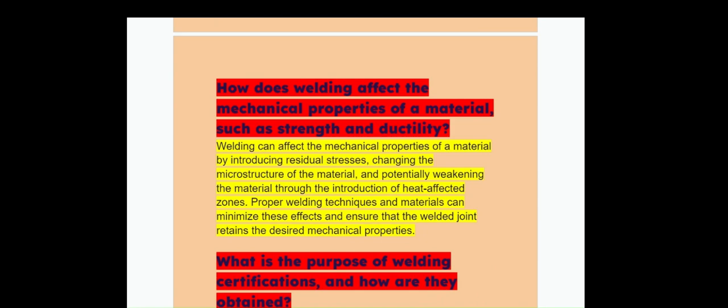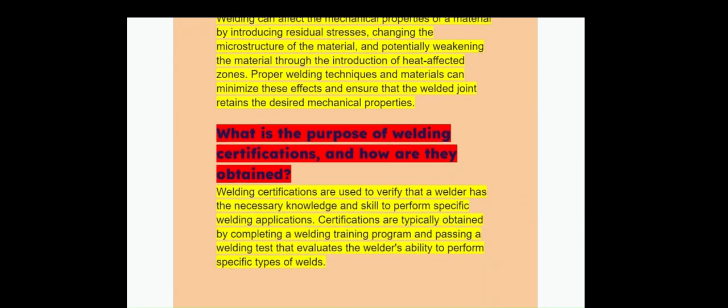What is the purpose of welding certifications, and how are they obtained? Welding certifications are used to verify that a welder has the necessary knowledge and skill to perform specific welding applications. Certifications are typically obtained by completing a welding training program and passing a welding test that evaluates the welder's ability to perform specific types of welds.